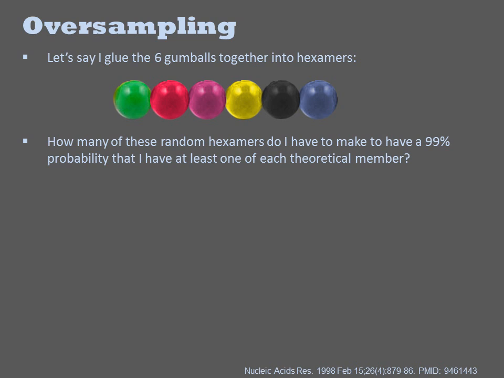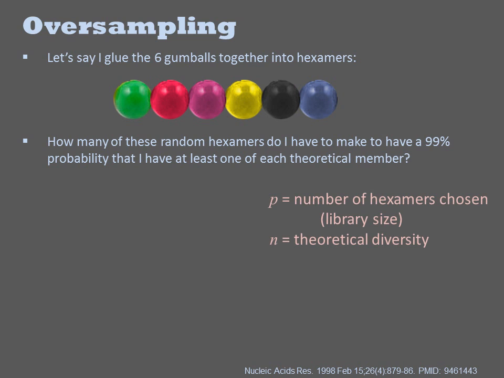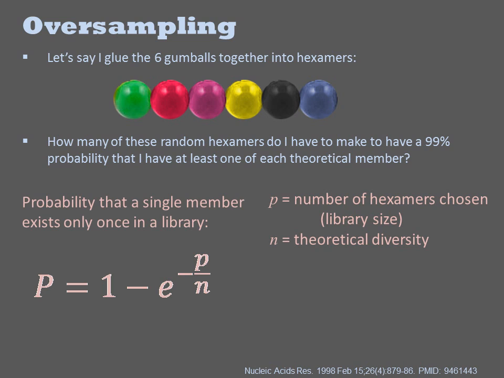Each member of the library can be considered as the list of chosen members at each site, and here we represent that as a hexamer of gumballs glued together. How many of these random hexamers do I have to make to have a 99% probability that I have at least one of each theoretical member? N here is the theoretical diversity, which we calculated already as 60 million. P is the actual diversity that we'll measure when we titer the library.